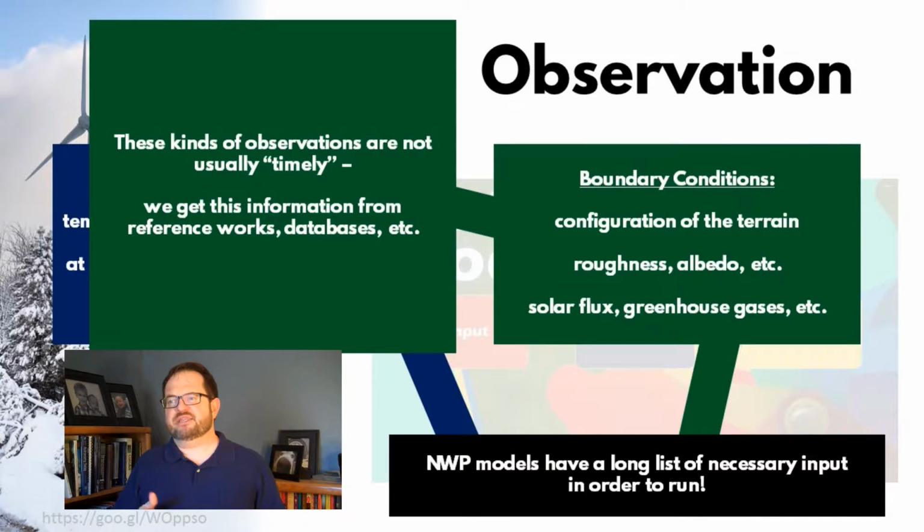By and large, these things are not things that are timely. We don't mean like we're going to go outside right now and take a measurement of the amount of greenhouse gases in the atmosphere, or we're going to take a measurement of what is the aerodynamic roughness length of the surface. Rather, these are typically information that we can get from a database or a reference work or something like that. We have built databases of what the shape of the terrain is over these mountains, and then we use that information as input as a boundary condition.